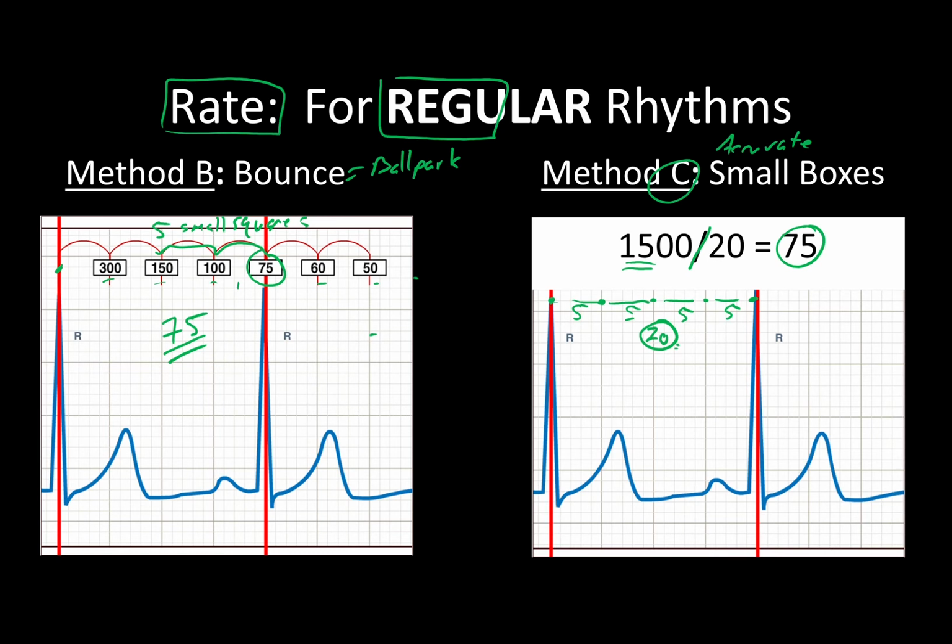So best practice would be to drill down and use that number whenever you can. And in fact, you can use this to do all sorts of things, to tell if the P waves are regular, the P to P. You can use the bounce method or small box, any number of things.